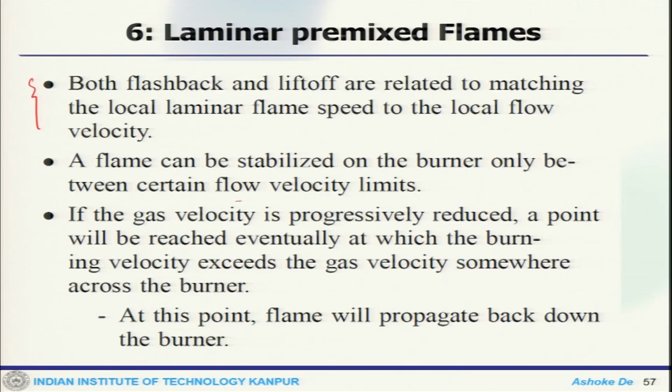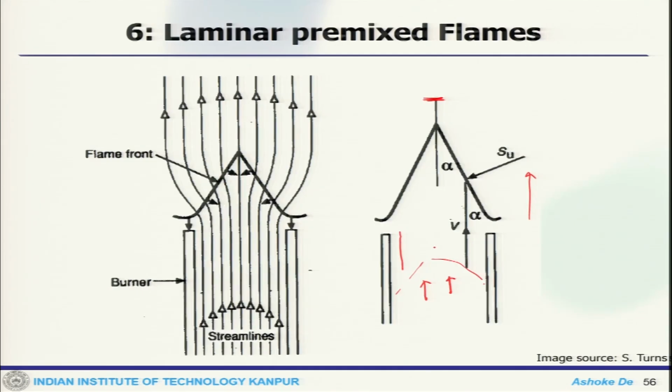Third, if the gas velocity is progressively reduced, a point will eventually be reached at which the burning velocity exceeds the gas velocity somewhere across the burner, and this is where flashback occurs. That means the burning velocity will be occurring towards this side, normal to the flame front. Now, if this gas velocity reduces and at some point SL becomes higher, then the flame would start propagating upstream. So, this would happen and that will lead to flashback.